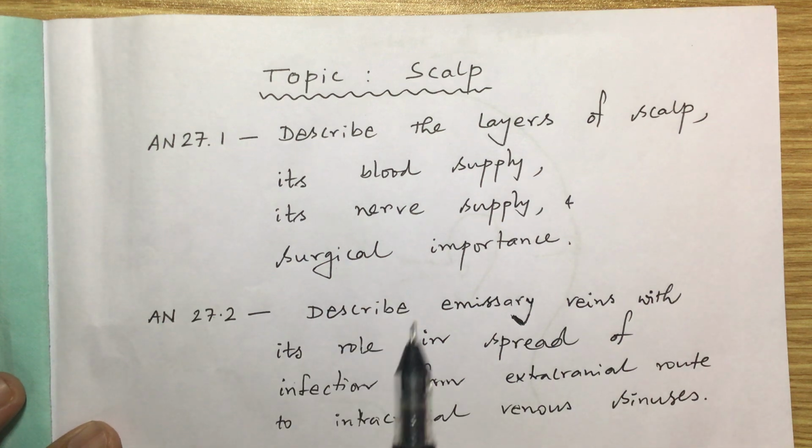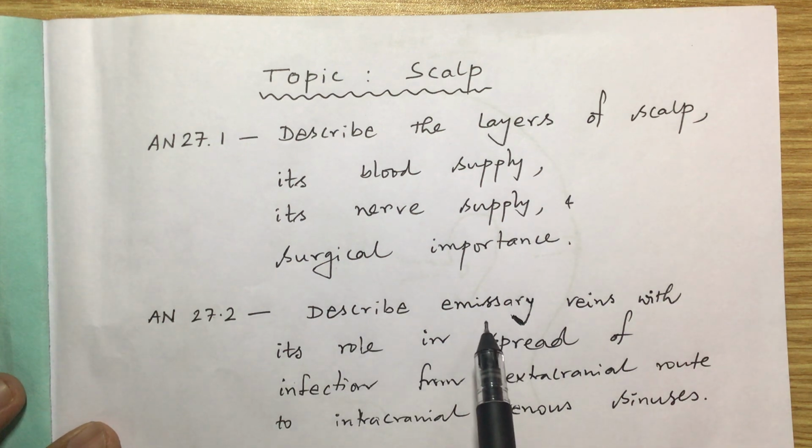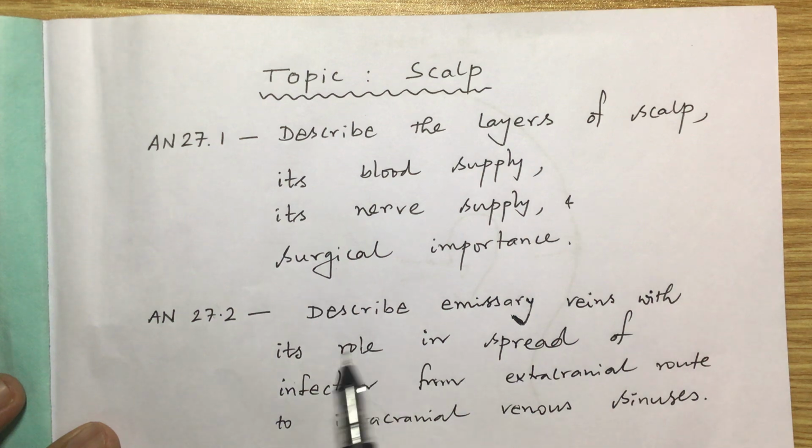Students should also be able to describe emissary veins with their role in spread of infection from the extracranial route to the intracranial venous sinuses.